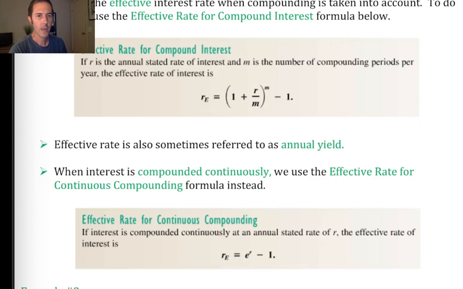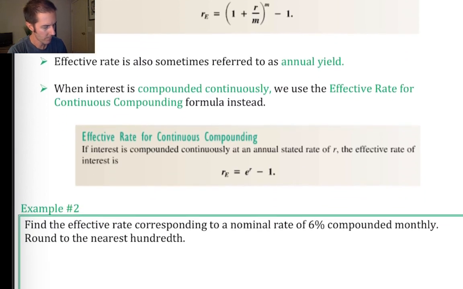And when interest is compounded continuously, we use the effective rate for continuous compounding. The effective rate for continuous compounding, okay? And the effective rate for continuous compounding is given to us here. e to the R, we'll calculate that, and then we'll do minus 1. All right, so let's make a little bit of sense out of this by applying it in example 2.